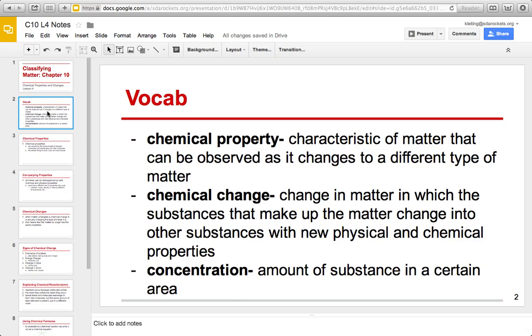Chemical change is a change in matter in which the substance that makes up the matter change into other substances with new physical and chemical properties. The last one is going to be concentration. That's the amount of substance in a certain area. So you have to specify the area and then tell us how much substance is in that area.